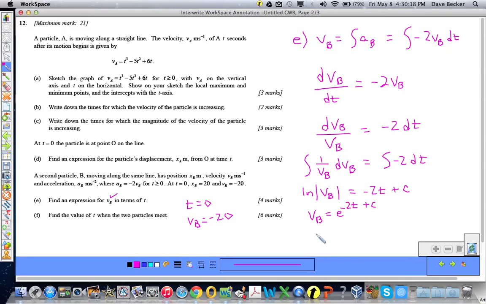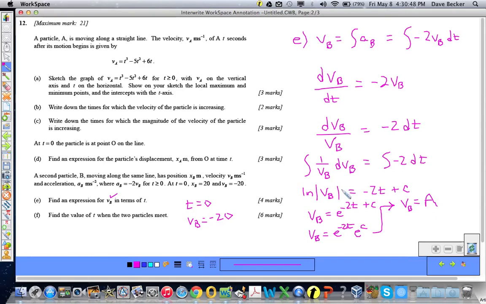So I got to do a little bit more manipulation. I can rewrite this as vb equals e to the negative 2t times e to the c, right? And forgive me, I'm running out of room here. But isn't e to the c a constant? It's some constant, so I'm going to call it a. E to the c is some number a, because I don't know what c is, but this is some constant c. And let's go back over here.